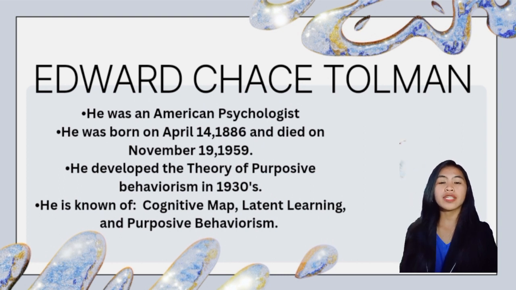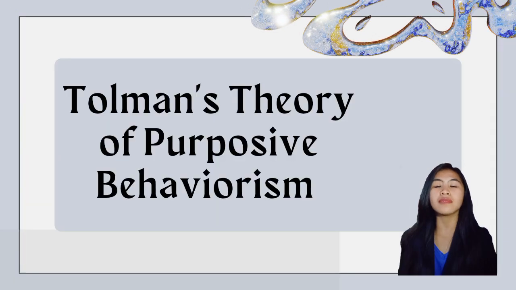Edward Chase Tolman was an American psychologist. He was born on April 14, 1886 and died on November 19, 1956. He developed the theory of purposive behaviorism in the 1930s. He is known for the cognitive map, latent learning, and purposive behaviorism.